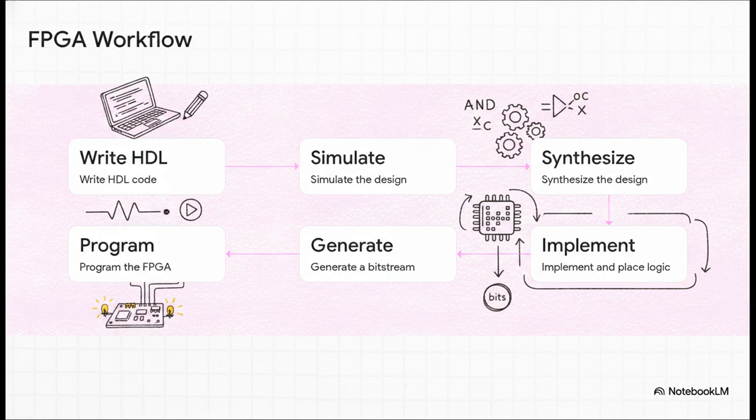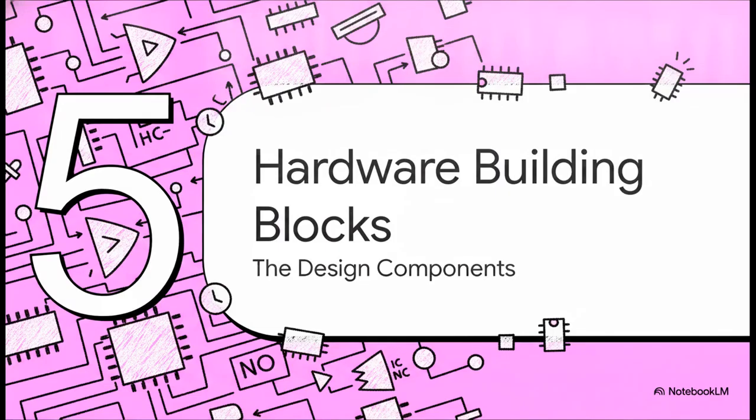Step 1, you write your Verilog or VHDL code. Step 2, you simulate it to make absolutely sure it's perfect. Step 3, you synthesize the design into logic gates. Step 4 is implementation. That's where the software figures out exactly where to place those gates physically on the target chip. Step 5 generates a bit stream, which is just a file containing the final configuration. And finally, Step 6, you program the FPGA, and just like that, your abstract code officially becomes blinking, processing, physical hardware. Let's move into Section 5, Hardware Building Blocks.